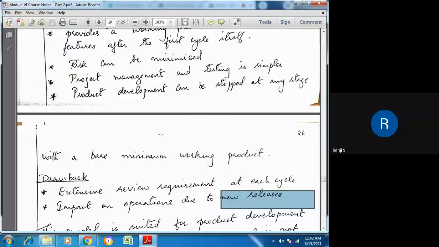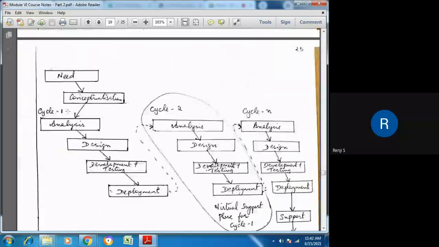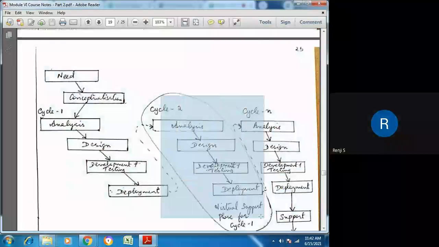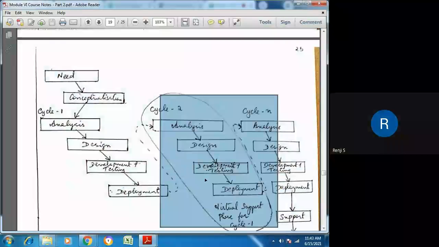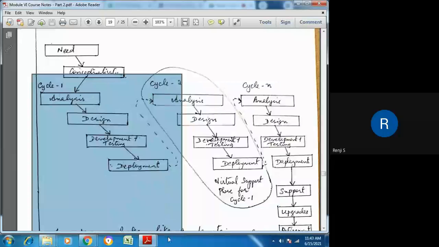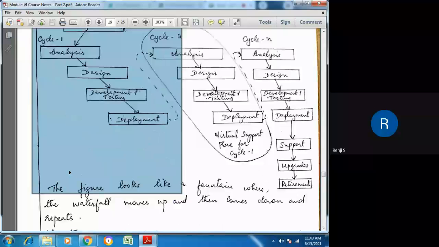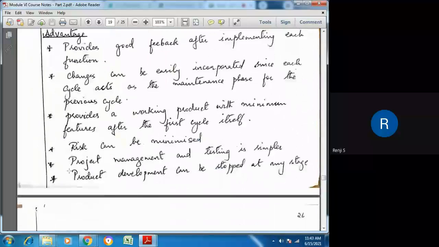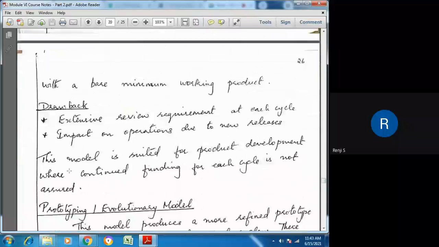So in cycle 1, we have completed one functionality, but in cycle 2 we are focusing on another functionality. But when this new functionality is added into the system, the old functionality should not be affected. So reviews are to be carried out in every cycle in order to make sure that the functionalities already existing are not affected. So that is the only disadvantage of this model.